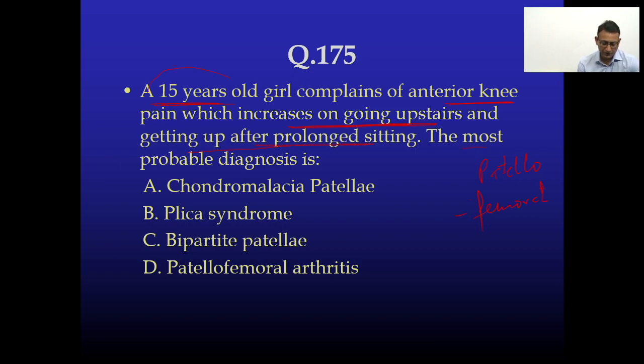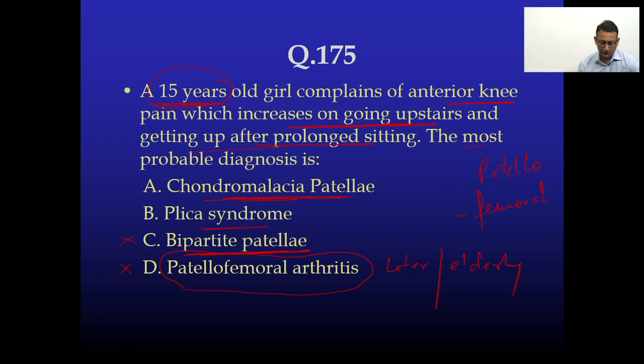Now the age of the patient is 15 years. And if you are talking about patellofemoral arthritis, that usually will not happen in a 15-year-old person. That will usually happen in later age or the elderly. Now there could be other things. Chondromalacia patellae, yes, definitely it could be one of the answers. Plica syndrome could be there. Bipartite patella usually is asymptomatic; it will never lead to this kind of symptoms. So D and C are out of question.